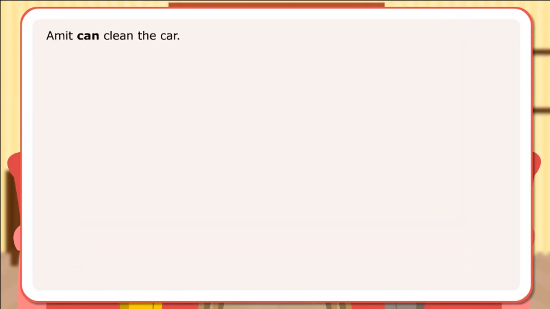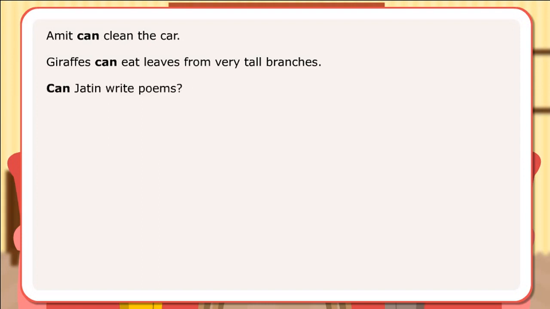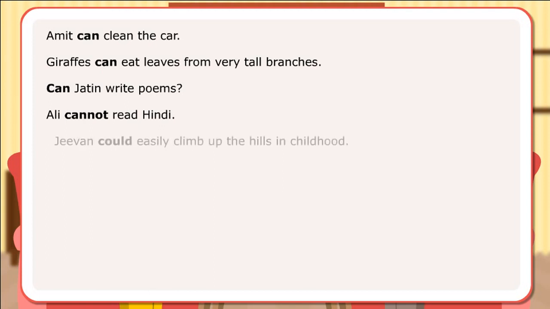Amit can clean the car. Giraffes can eat leaves from very tall branches. Can Jatin write poems? Ali cannot read Hindi. Jeevan could easily climb up the hills in childhood.